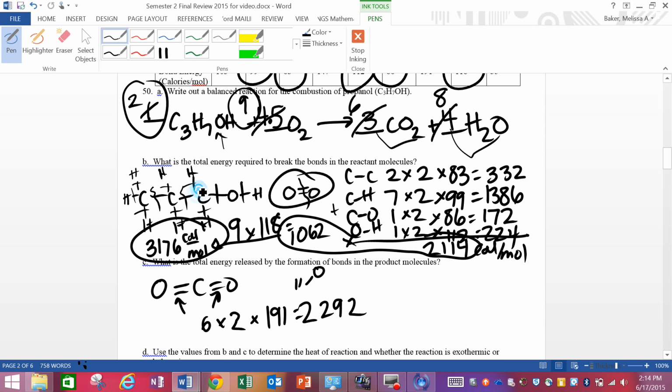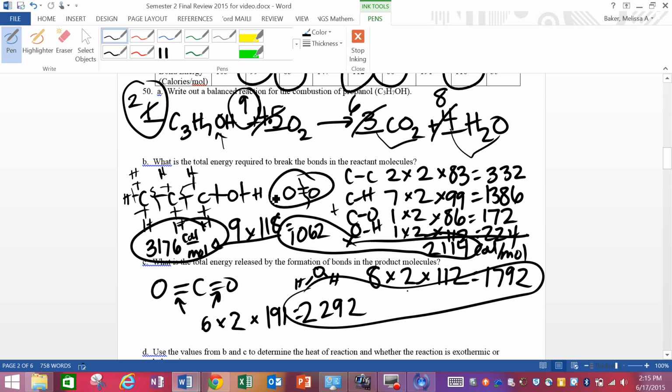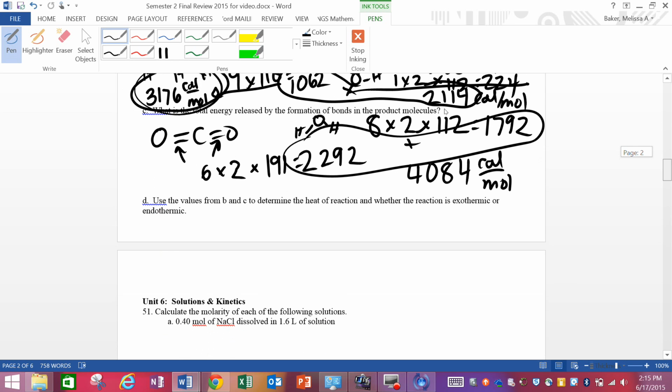Then let's think about the H2O molecules. Again, there's 2 OH that form per molecule, and there's 8 molecules from the balanced equation. So we got to do 8 times 2 per molecule times the energy we get for those, 1792. So add both of these together, this is how much energy we're getting back, 4,084. It's like going to the bank. This is what you're getting out. So you put 3176 in, and you're getting 4,084 back.